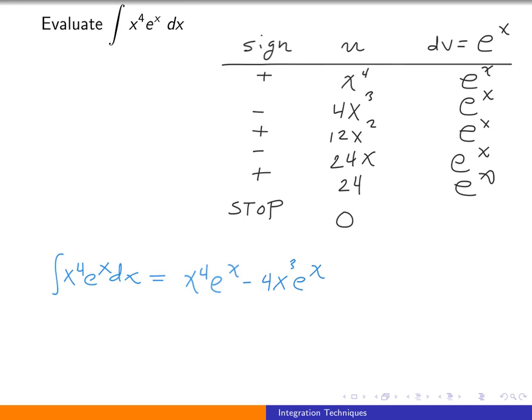So that next row will have plus 12x squared, e to the x, then minus 24x, e to the x, and finally plus 24, e to the x. And because it's an indefinite integral, we also remember to add on our plus c.